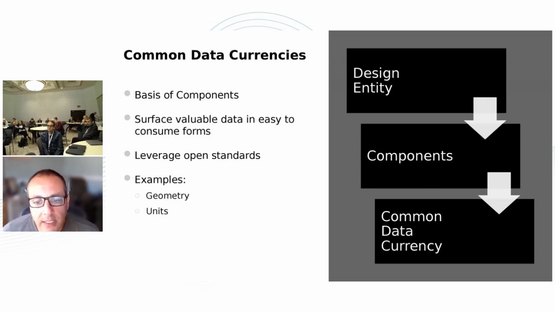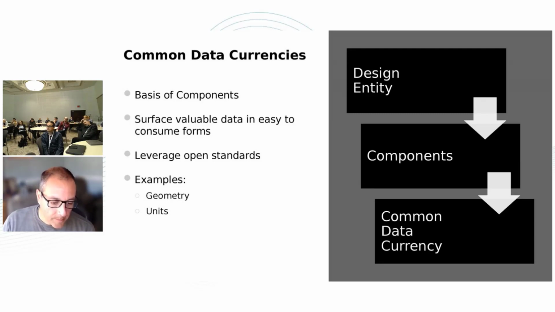The data currencies, at the most basic level, are the things that are the basis of components. That's the data that will be transparent in the sense that it's accessible and open, and hopefully we're leveraging open forms of this data. But the type of data you would see at this level are things like units and maybe some forms of geometry. Something that can be shared and made public so it can be reused.